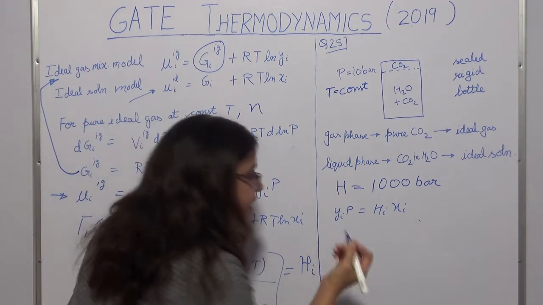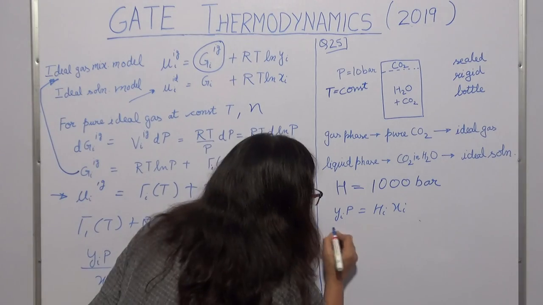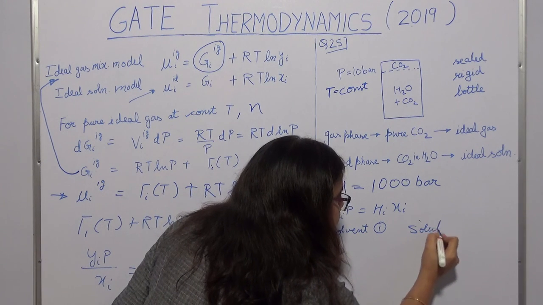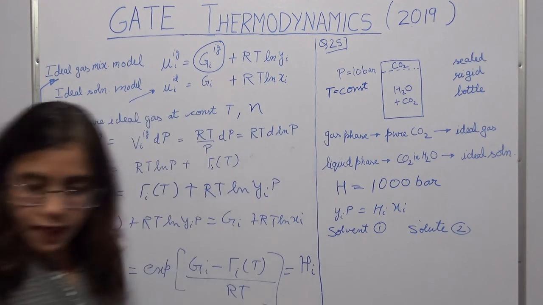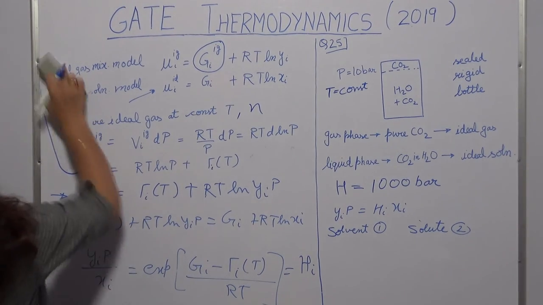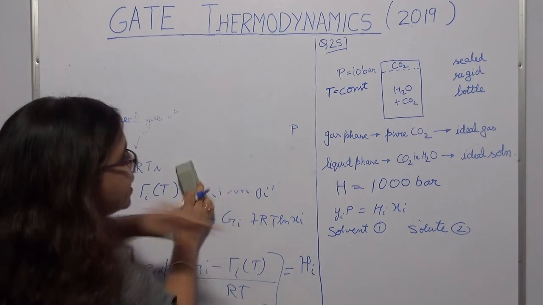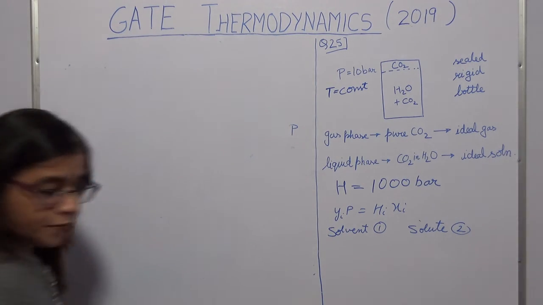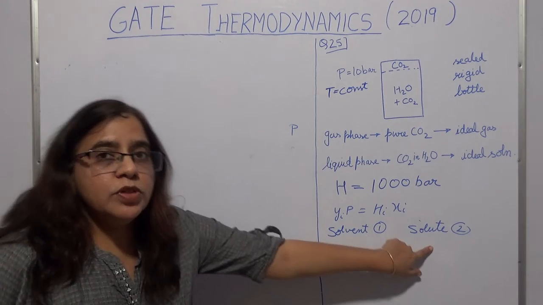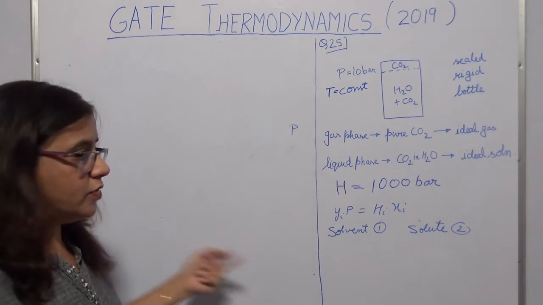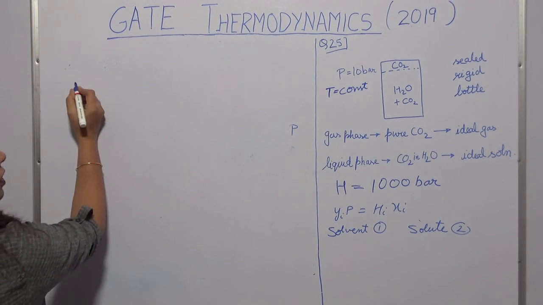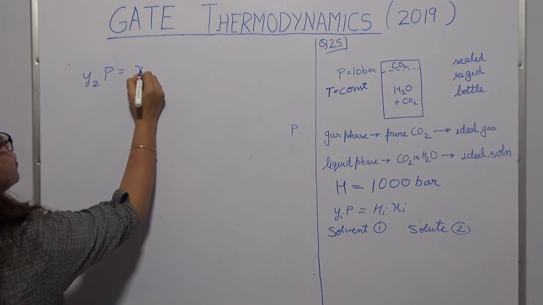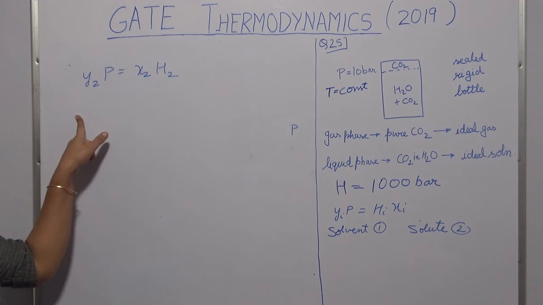Now let's say I have a binary solution. So I am denoting my solvent as component 1 and my solute as component 2. Now you have understood this, so let's elaborate on this equation. You can write it for both the components because I have derived it in a general way. So for my solute, I can write y2 P equal to x2 H2.